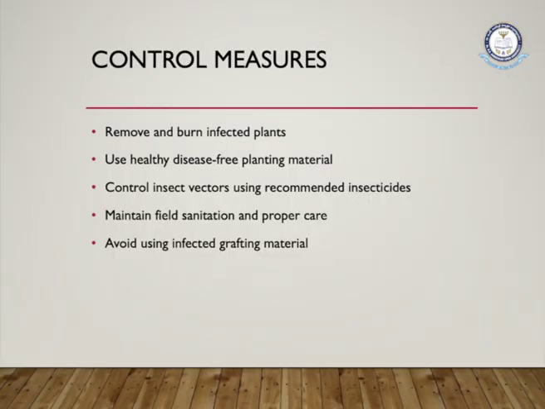Okay, then what are the control measures? Same method: you have to uproot it, burn the infected plants, and you should be very careful and use disease-free plants as saplings, and also recommended insecticides. Different insecticides can be used, and also maintain field sanitation and proper care, and avoid using infected grafting material. Got it? You have completed mosaic, now dwarf. Dwarf means small, right? When there is internode shortening, the lateral buds will grow and it will be shown like a dwarf plant, a small plant. It cannot increase its height.